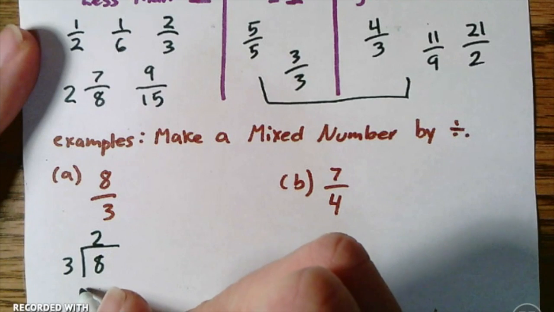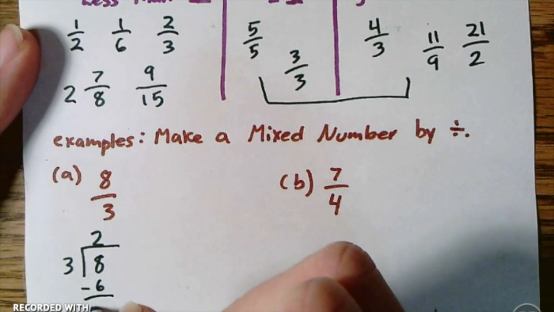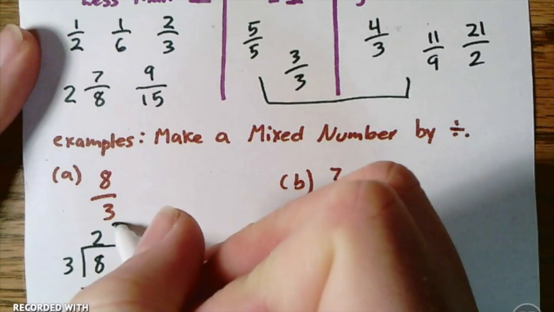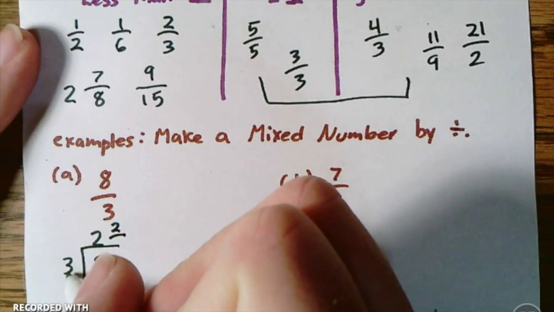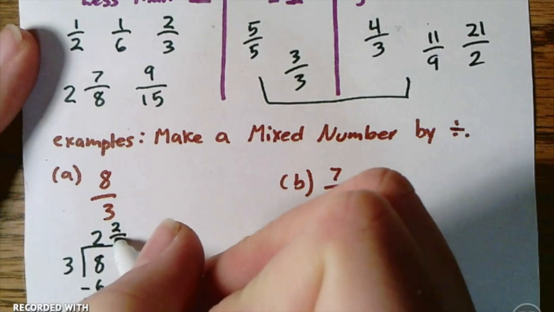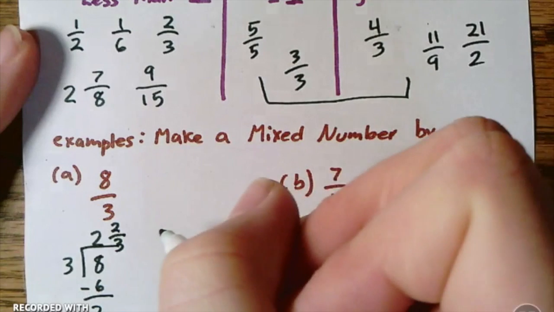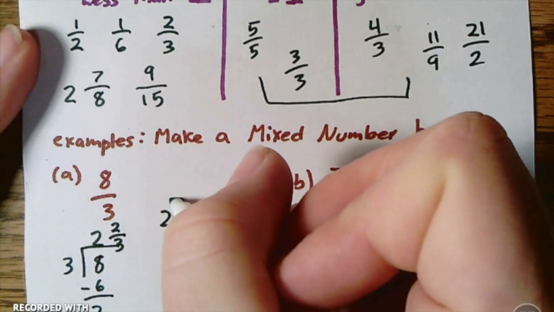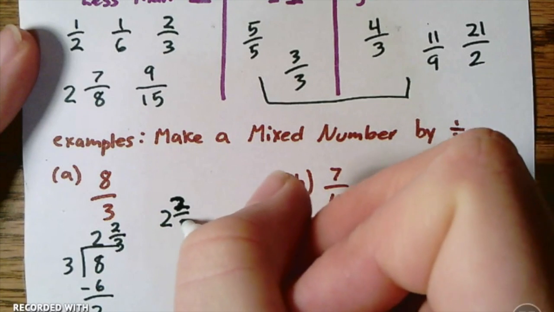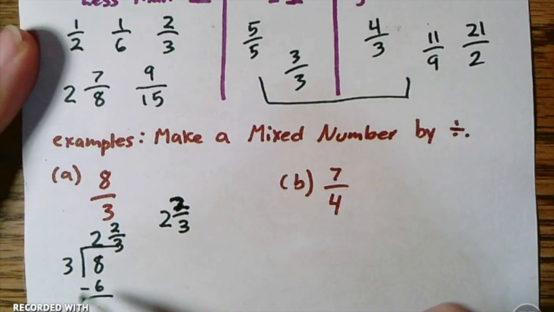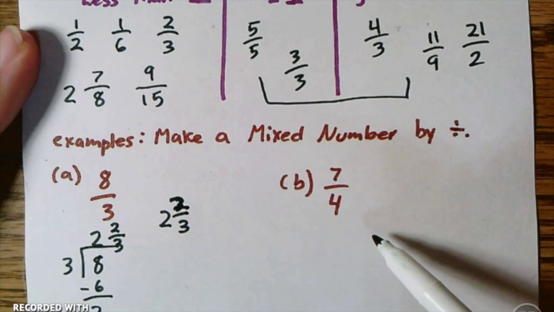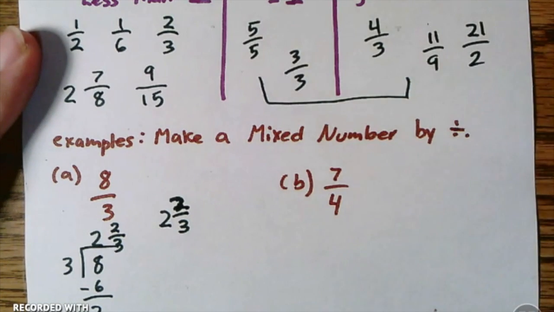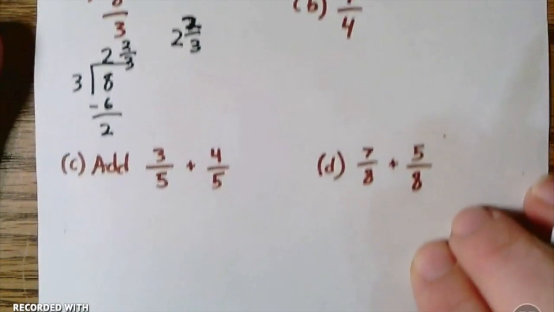3 times 2 is 6. 8 minus 6 is 2. And so I bring my remainder up here and I use the divisor as the denominator. And so my final answer is 2 and 2/3. Okay, try example B on your own and show me that you know how to do that simple process.